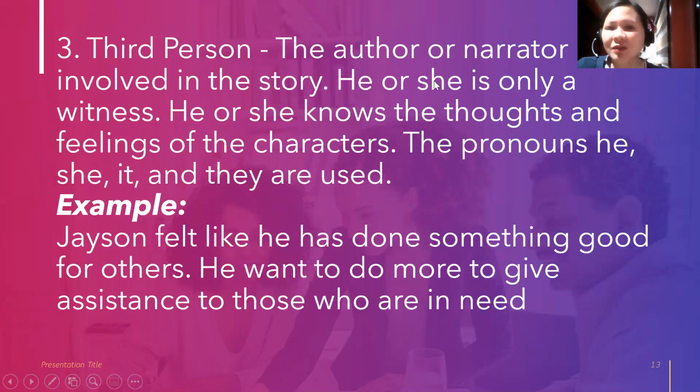And we have the third person. The narrator or the author is not involved in the story. He or she is a witness. He or she knows the thoughts and feelings of the characters. The pronouns he, she, it, and they are used. For example, Jason felt like he has done something good for others. He wants to do more to give assistance to those who are in need. Okay, so we have the first, second, and the third person.